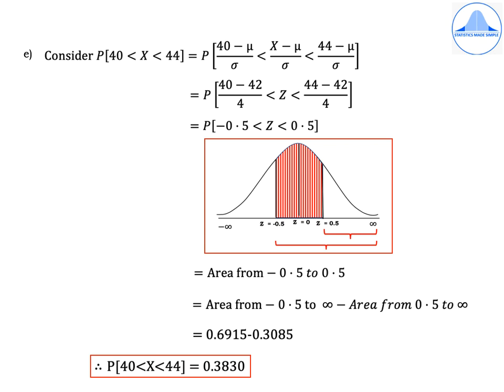So now observe very carefully that z is lying between two values, that is minus 0.5 and 0.5. So how do we find out the area? Draw the standard normal curve. The center line is z equal to 0. The extremities are minus infinity and infinity. Now take the first value, that is minus 0.5. It is negative, so mark it on the left tail of the curve. And the other value is 0.5, mark it on the right tail of the curve.